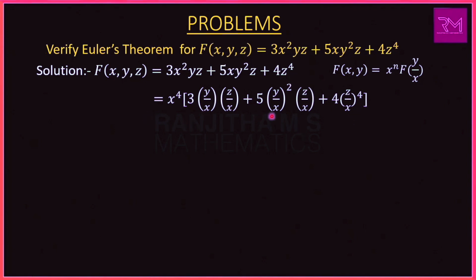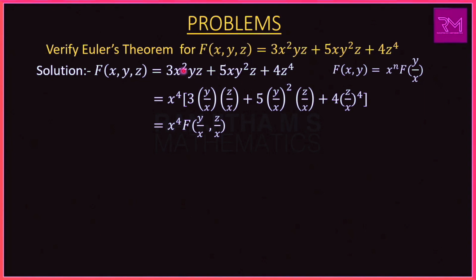So we have to reduce this to the form xⁿ f(y/x). For that we have to consider it like this. Now we can take it as of the form x⁴ into f of a function of y/x and z/x. So we can simply write it as x⁴ into f(y/x, z/x). This is a very important step to see whether it is a homogeneous function or not.